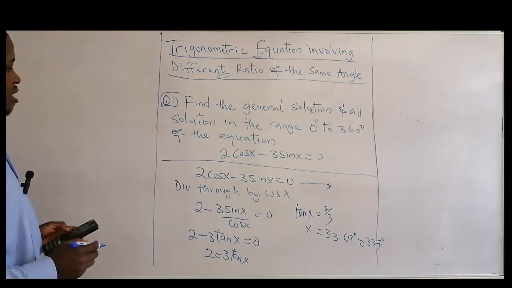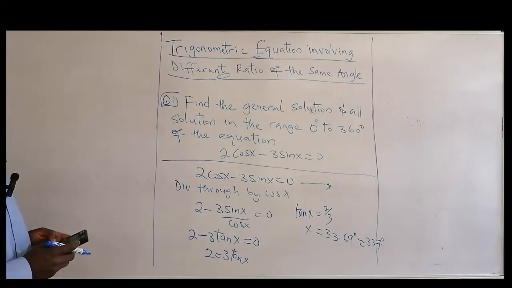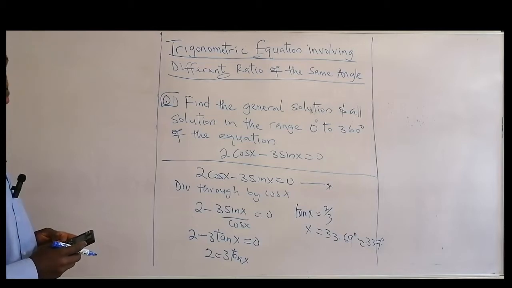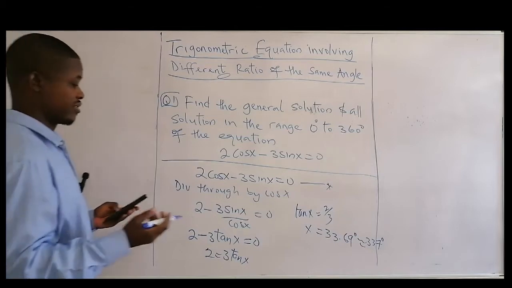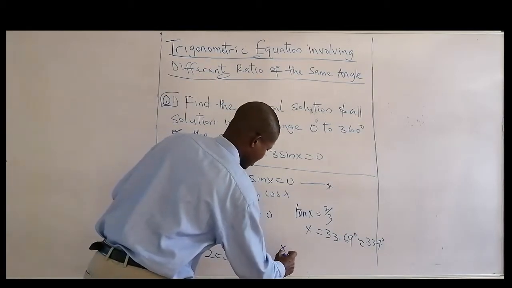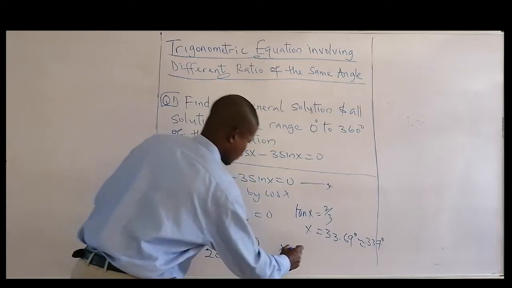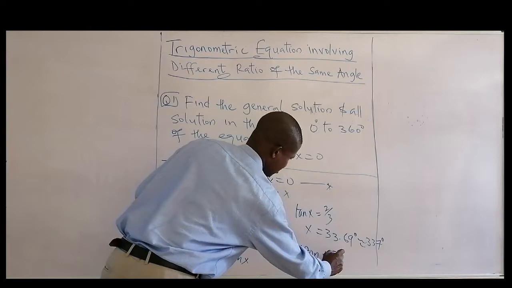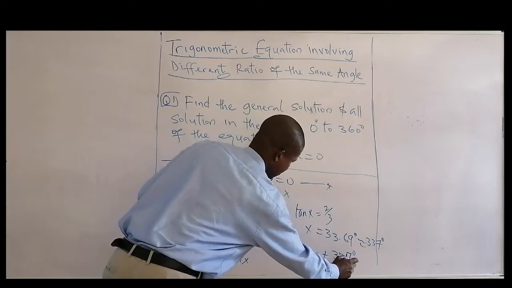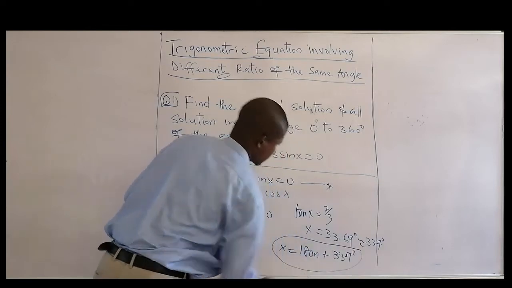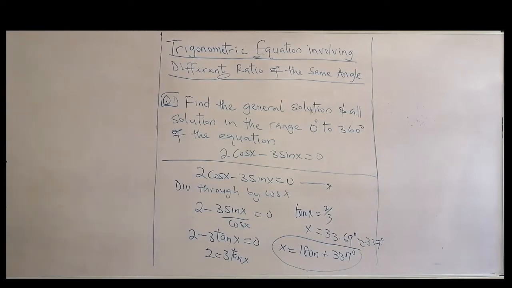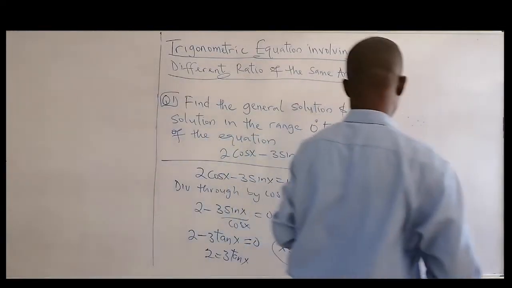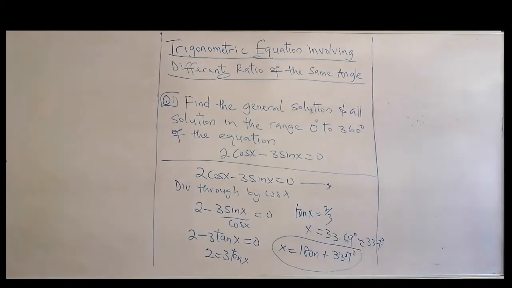Then the next thing to do is to get the general solution, which for tangent will be 180n plus theta, that is 33.7. So that's the general solution. Now let's get all solutions. This 33.7 is just a solution. We need to get the other values.